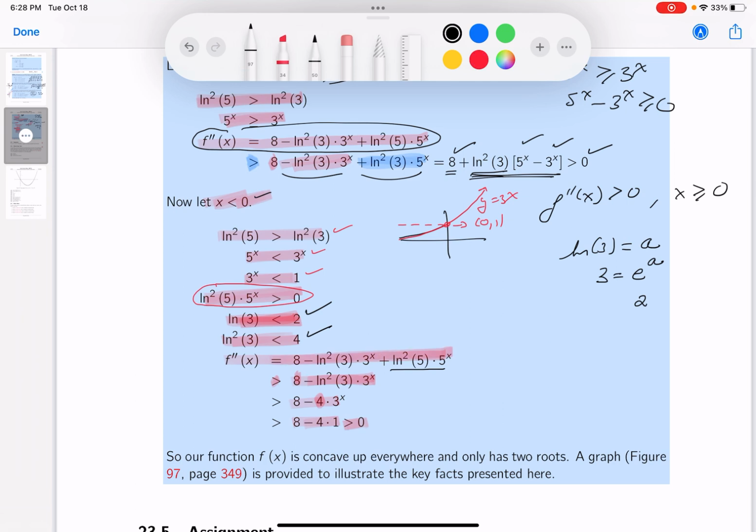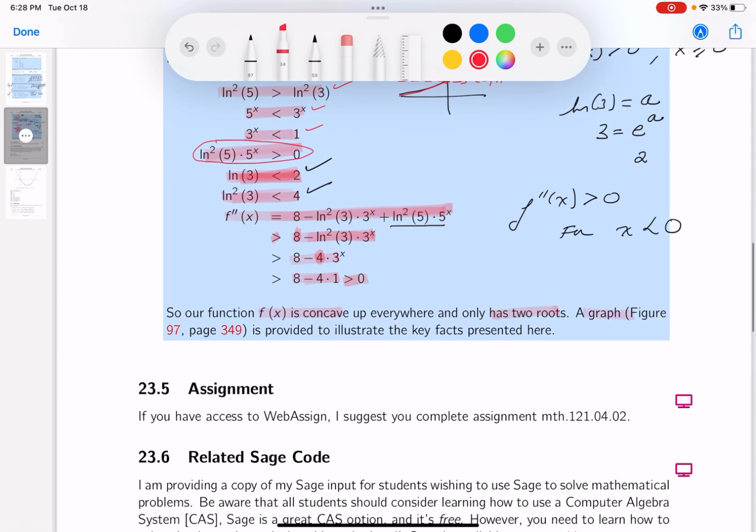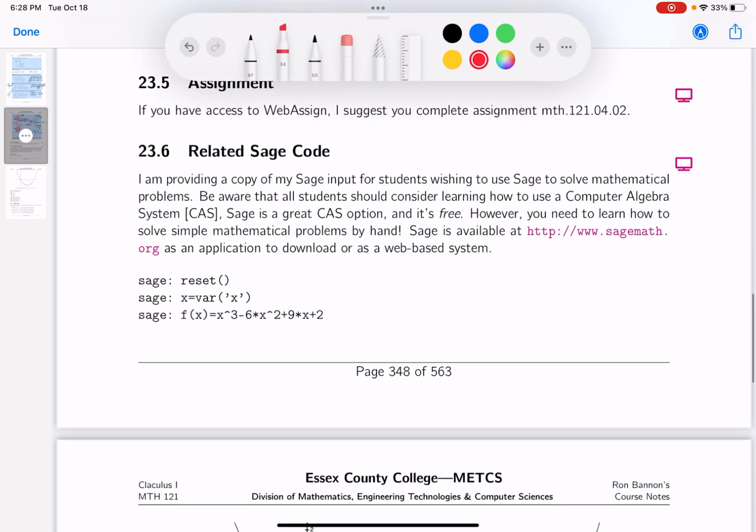So what do we get over here? F double prime of x is greater than 0 for the x that are less than 0 now. So we showed it's greater than 0 for everything. What does it mean? It's concave up. I do want to point out we do provide pictures. And so our graph, concave up everywhere, has 2 roots. We found the 2 roots by chance, but not really. They were simple. We're providing a graph over here on page 349, figure 97.